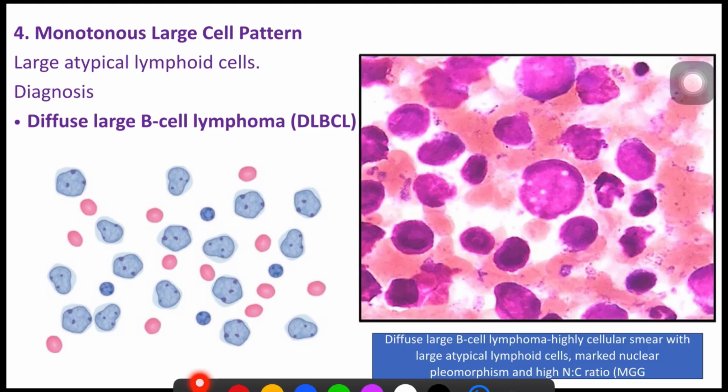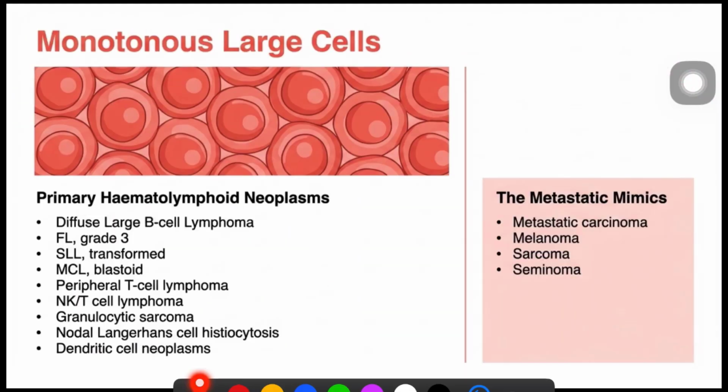So diffuse large B cell lymphoma here shows a highly cellular smear with large atypical cells, nuclear pleomorphism, and high NC ratio. So in this category, primarily if lymphoid neoplasm, we see DLBCL, grade 3 follicular lymphoma, transformed SLL, blastoid pattern of MCL, peripheral T cell lymphoma or natural killer, or some granulocytic sarcoma and dendritic cell neoplasm, and metastatic mimics, where metastatic carcinoma, melanoma, sarcoma and seminoma need to be ruled out.